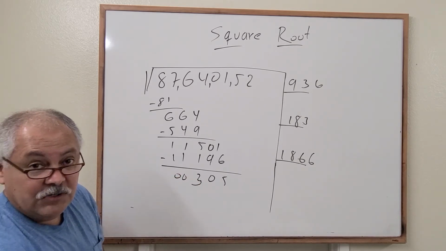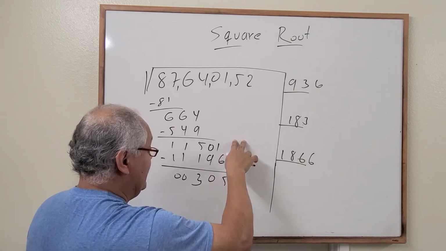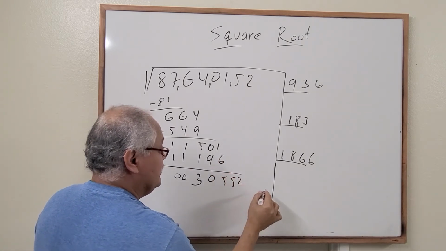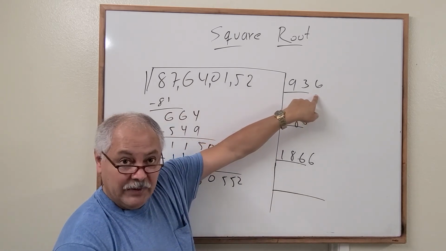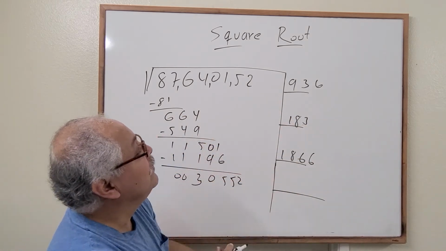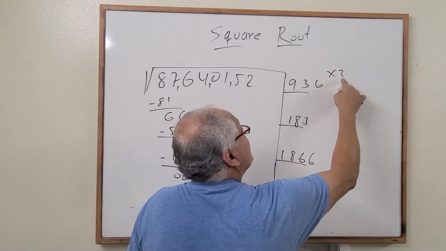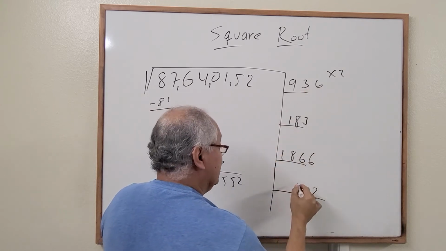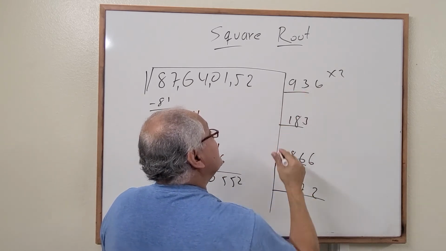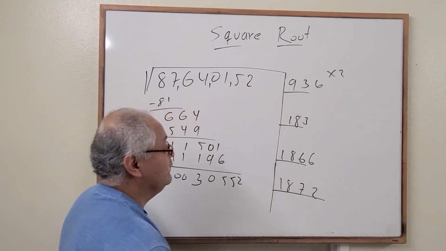Now, let's continue. Let's bring the next set right here. It's going to be 52, and let's go for the next line. One more time, let's multiply the square root by 2 and place it right here. Correct? This is times 2. 2 times 6 is 12. 2 times 3 is 6. 2 times 9 is 18.